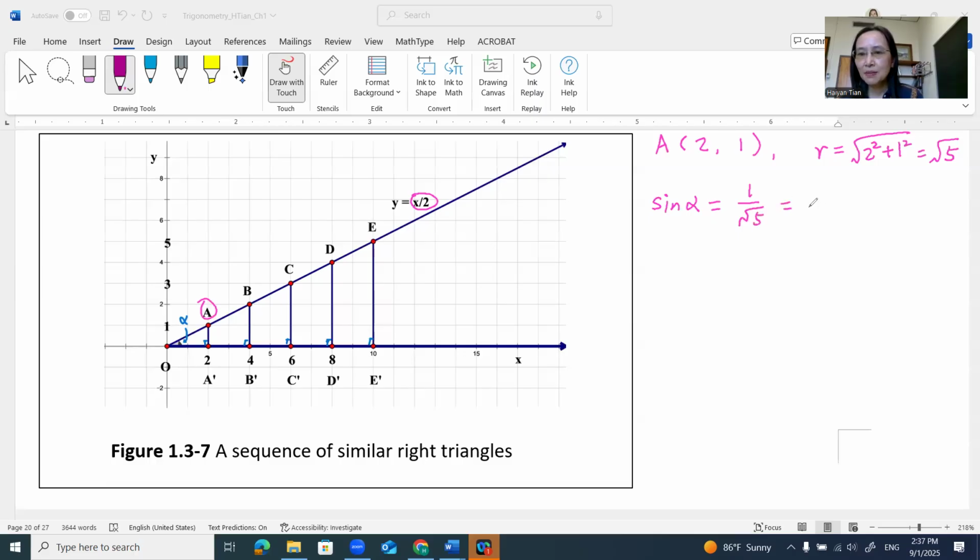If we rationalize the denominator, that means we multiply both numerator and denominator by square root of 5, right? So that is going to be like this. So what we did is to multiply both numerator and denominator by square root of 5, so we can rationalize the denominator. So the answer is square root of 5 over 5 for sine.